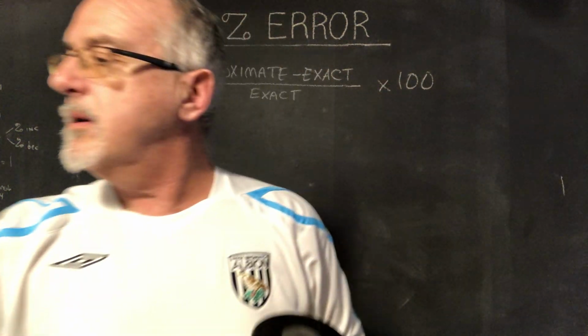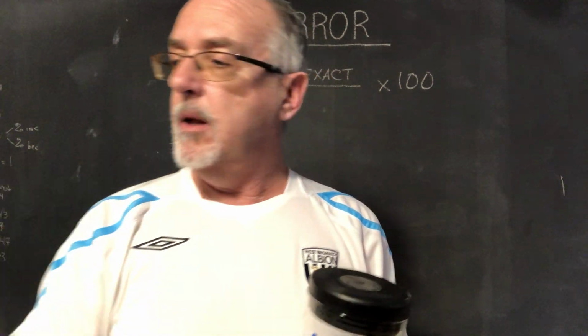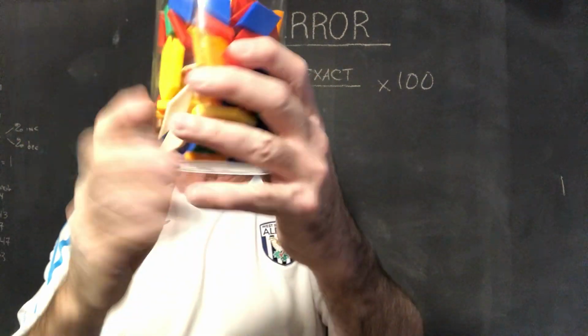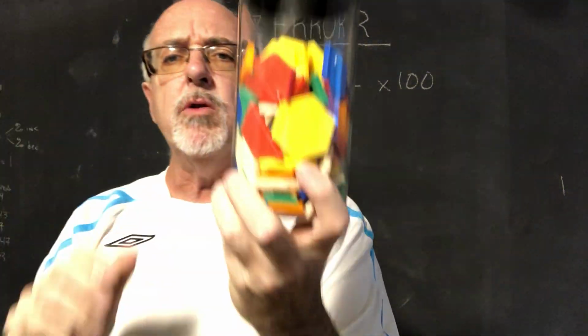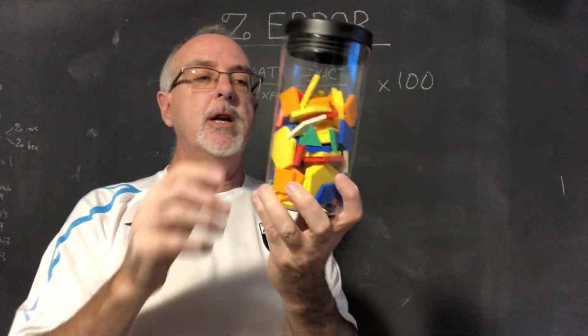Okay, what's another one? Let's take the blue. We have a blue rhombus. Lovely little thing. And there are definitely some blue ones in there if we take a look. So what could we do when we're trying to come up with a strategy for guessing, to come up with a good guess, an educated guess?